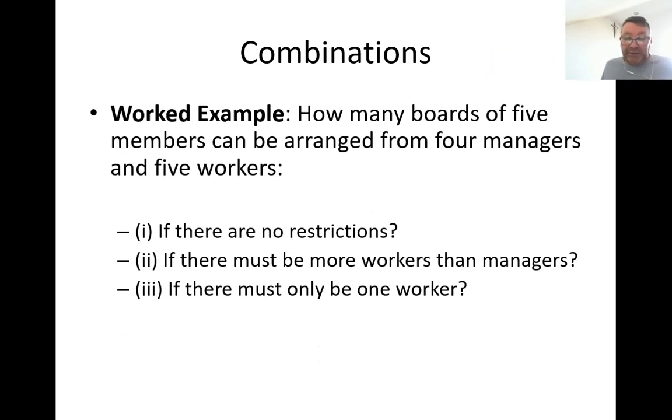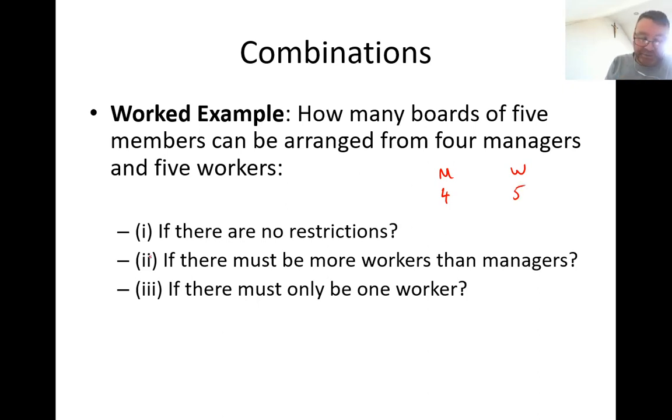So let's take an example here. How many boards of 5 members can be arranged from 4 managers and 5 workers? Now we've got managers and we've got workers. We've got 4 managers, we've got 5 workers.